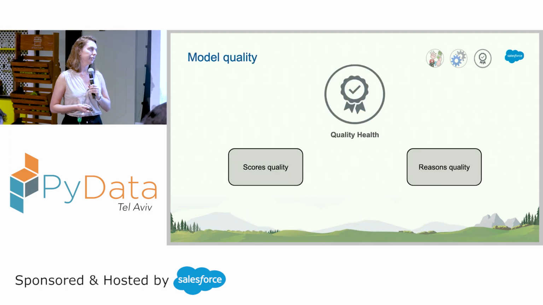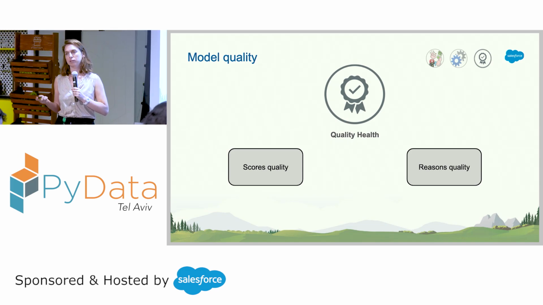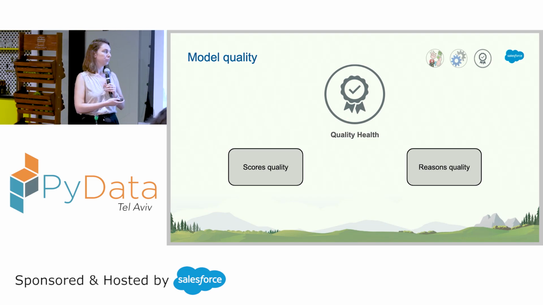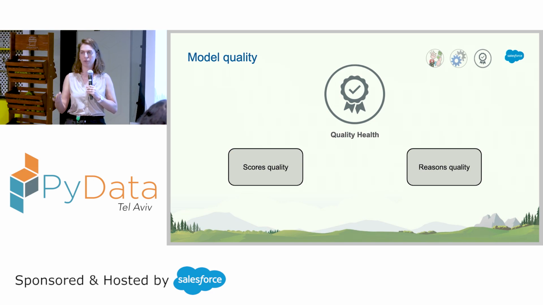The third category is quality health. You have a lot of ways to monitor the quality of your models. We have to monitor the quality of 2 products that are running together, the scores and the reasons. For the client, it's 2 different products that he is getting. So you need to choose your metrics based on the experience that you want your customers to have.